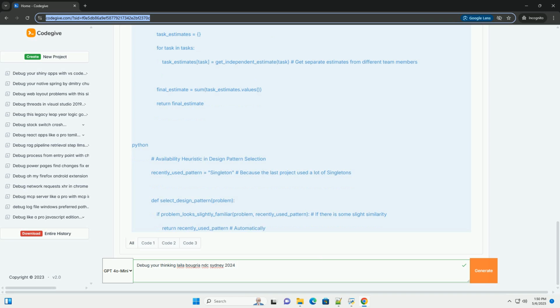3. Metacognition: thinking about your thinking. Definition: awareness and understanding of one's own thought processes. Bugs in your thinking: a lack of metacognition can lead to a lack of self-awareness, making it difficult to identify and correct cognitive biases and logical fallacies.